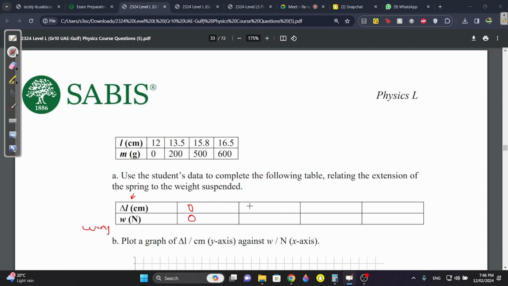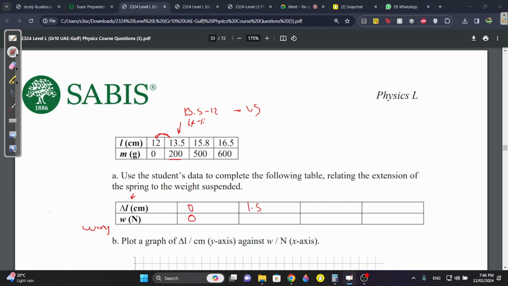Okay, now how about this one here, the second box, 13.5. We started at 12 at 0. Now I apply 200 grams and it extended by 13.5 minus 12. So you do 13.5 minus 12 because we do L final minus L initial. Okay, and you get 1.5.